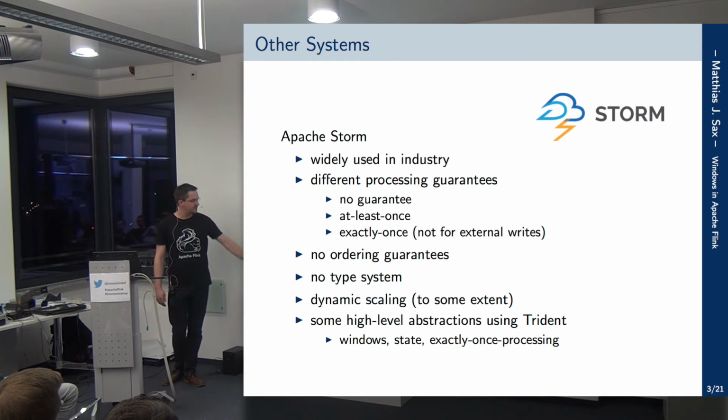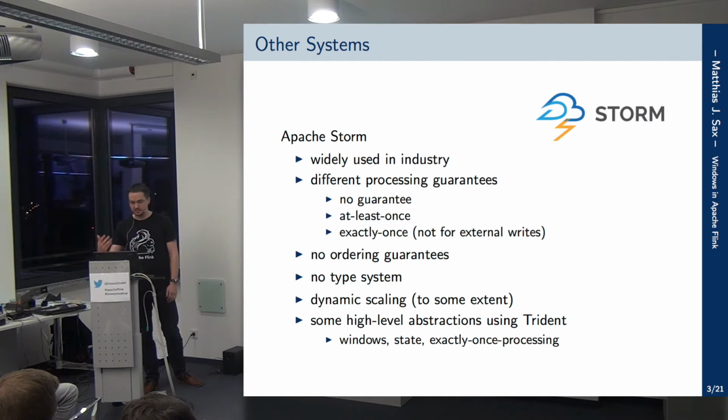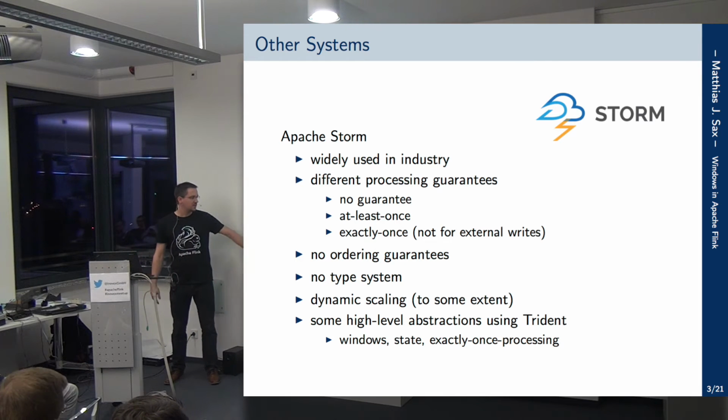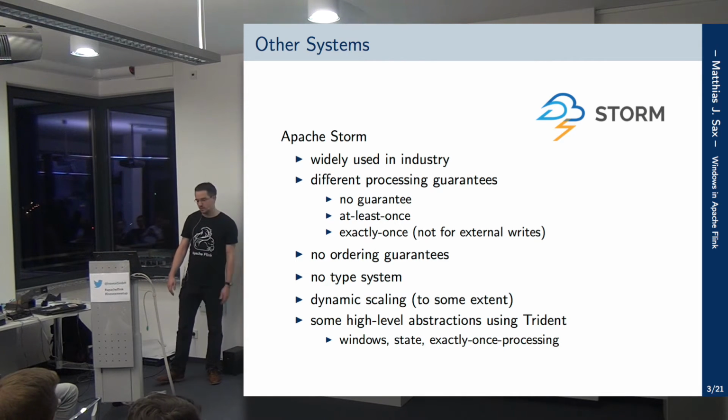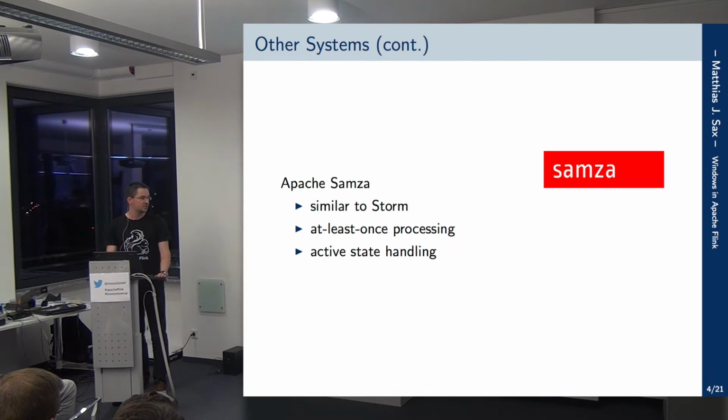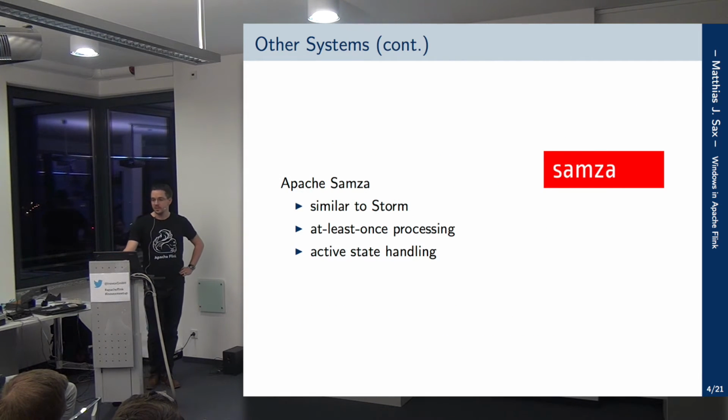And if you use Trident, the higher-level abstraction on Storm, then you also have better support for windows, for state, and for advanced processing. But this is not as mature as the Flink streaming API.